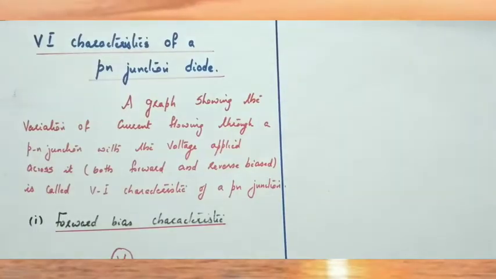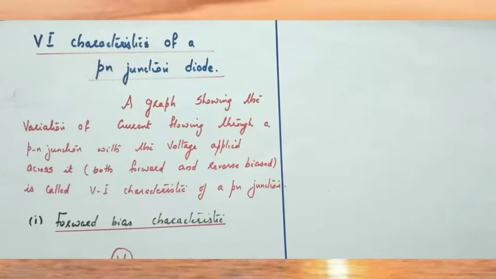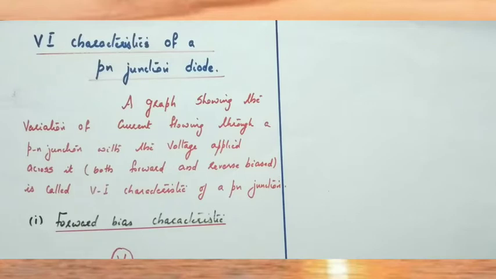Voltage current characteristic of a p-n junction diode, that is the VI characteristic of a diode. A graph showing the variation of current flowing through a p-n junction with voltage applied across it, both forward and reverse biased, is called the VI characteristic of a p-n junction diode. So, the graph relating current and voltage is called the VI characteristic. Here there are two types of voltage current characteristic. First one is the forward bias characteristic.